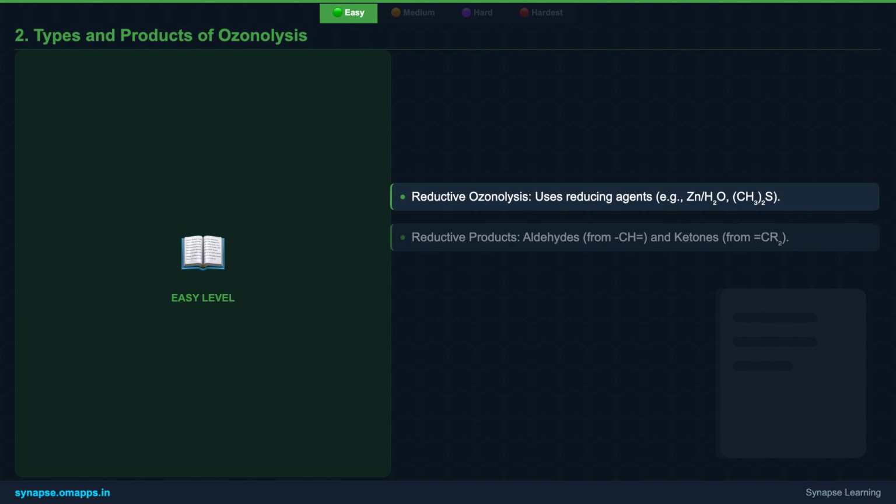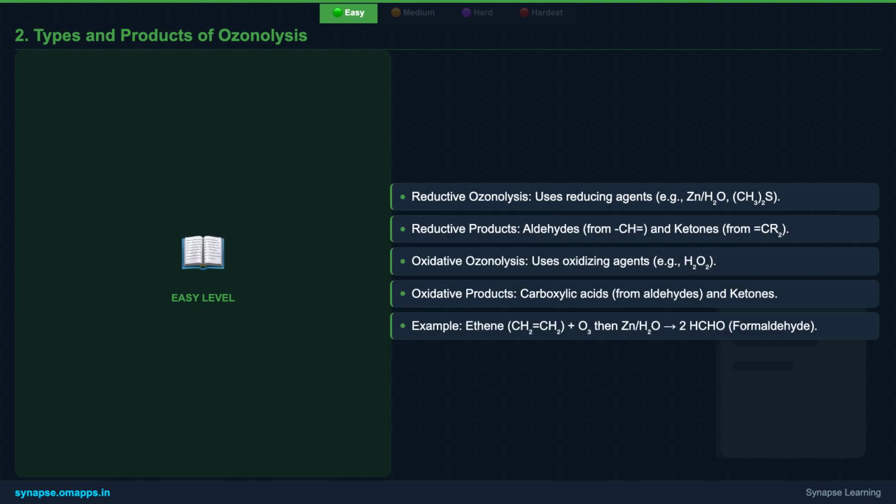The workup step is where the magic truly happens, determining the final products. We primarily distinguish between two types, reductive and oxidative ozonolysis. In reductive ozonolysis, reagents like zinc dust in water or dimethyl sulfide are used. These agents break the ozonide and prevent any further oxidation, yielding aldehydes and ketones. Aldehydes are formed from carbons that originally had at least one hydrogen attached to the double bond, while ketones are formed from carbons with two alkyl groups.